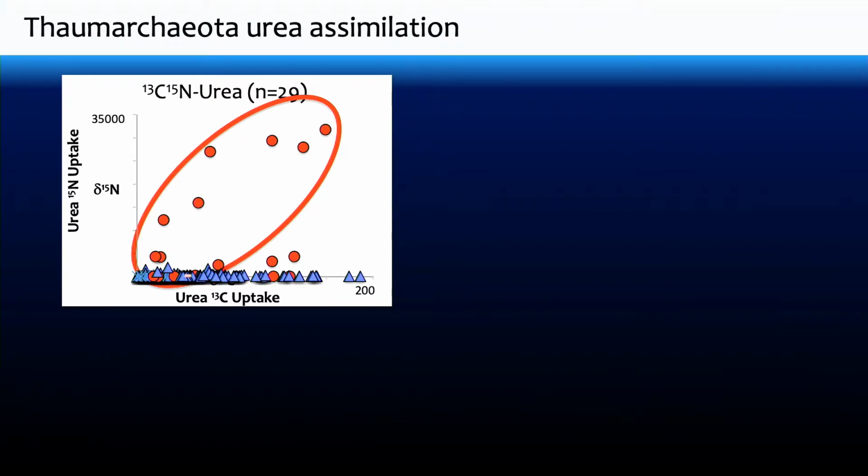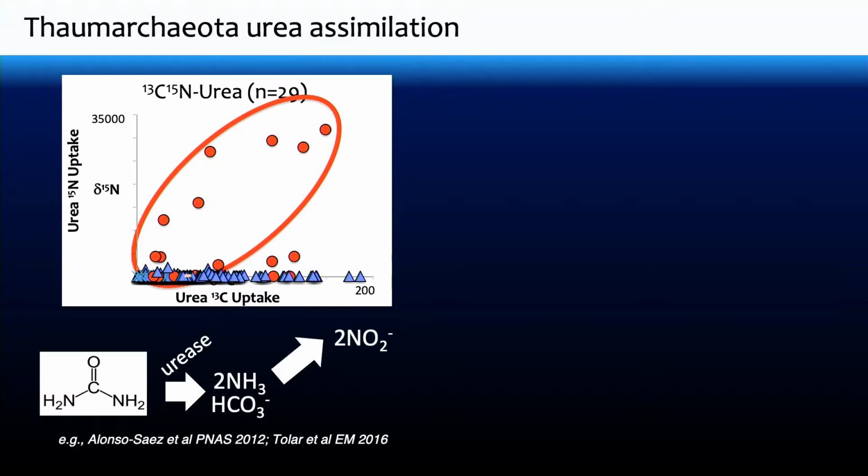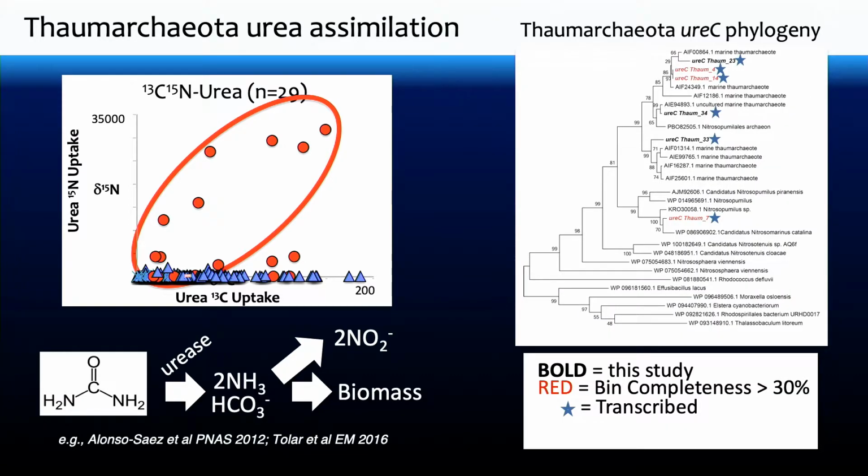So to focus a little bit more on urea for the moment, we saw both 13C and 15N uptake. This is consistent with what other groups have shown, that the Thaumarchaeota are capable of cleaving urea with urease, and this is actually a source of ammonia for nitrification, their catabolism. What we're showing here is that they're also using these molecules for biomass. And when we look into our metagenomes, we do have the genes in the pathway that would be necessary for this. Here you're looking at the UreC phylogeny, so the genes are present and they're also expressed in our sample.